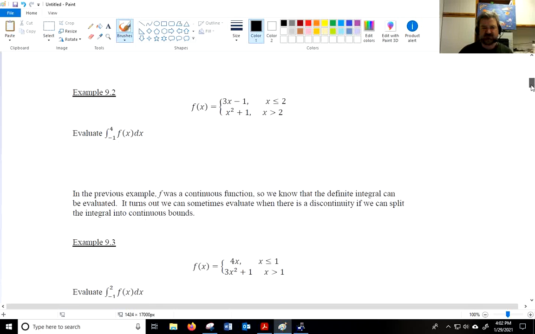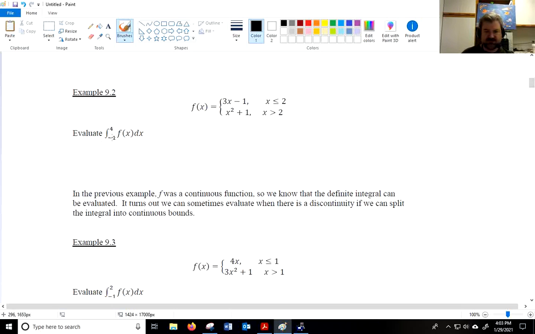We're going to evaluate the integral from -1 to 4 of 3x minus 1, where x is less than or equal to 2, and x squared plus 1 when x is greater than 2. So what happens at x equals 2? Well, at x equals 2, the top branch is 5, and the bottom branch is also 5. Or to be more precise, we could say the limit as x approaches 2 from the left and from the right is the same, so the limit exists. The function value exists, it's 5, and they're the same, so we must be continuous there.